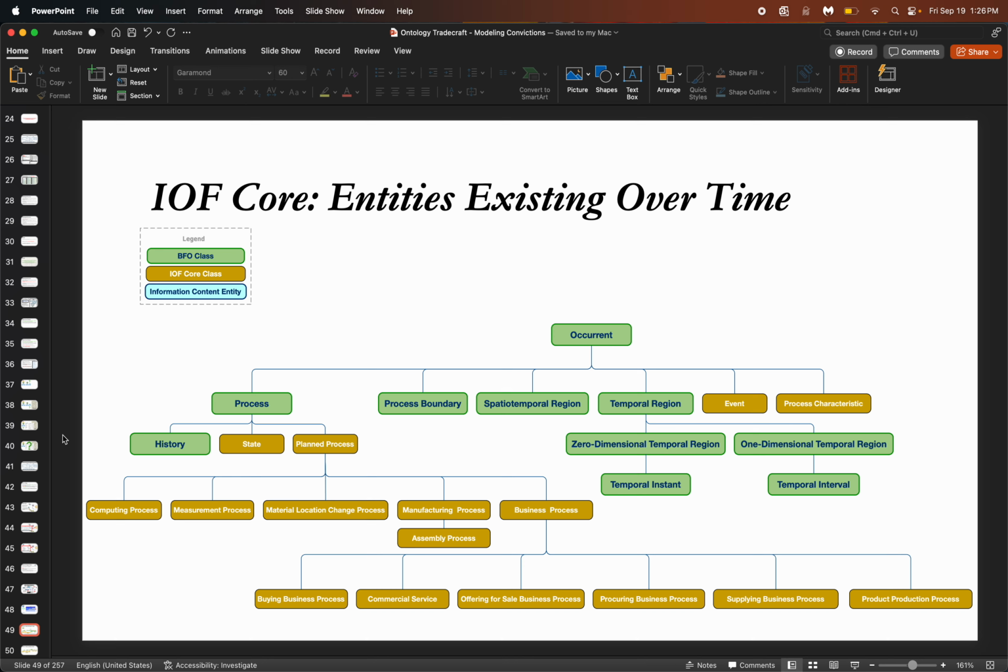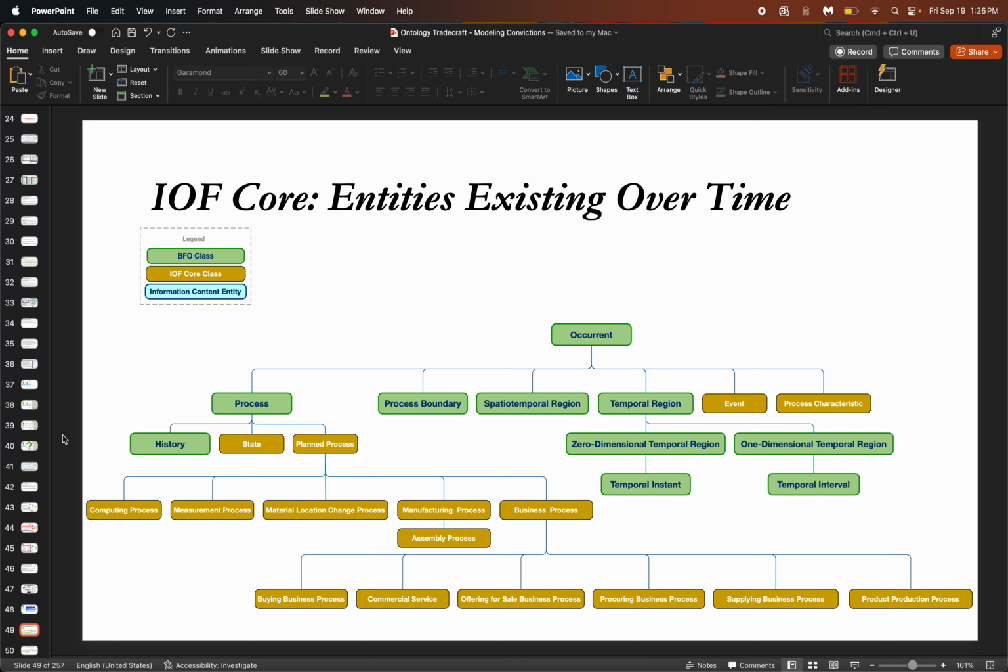Here's just a little overview, just so you can see. If you were paying attention to that BFO class diagram, you see that on one side of the tree was the class occurrent. That's the class I'll talk a bit about later, where you find all the things that happen, existing over time.